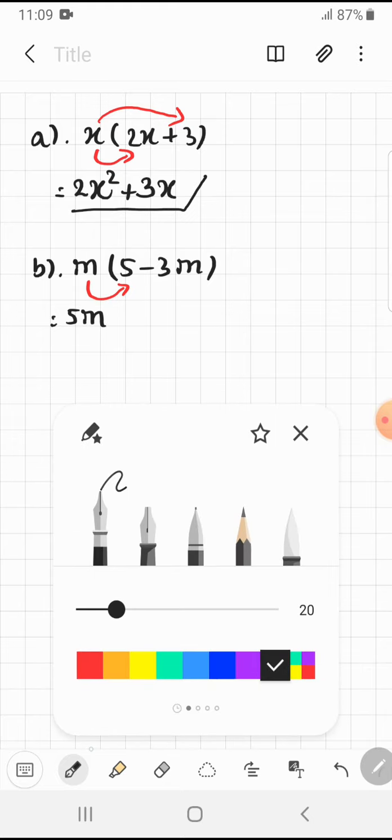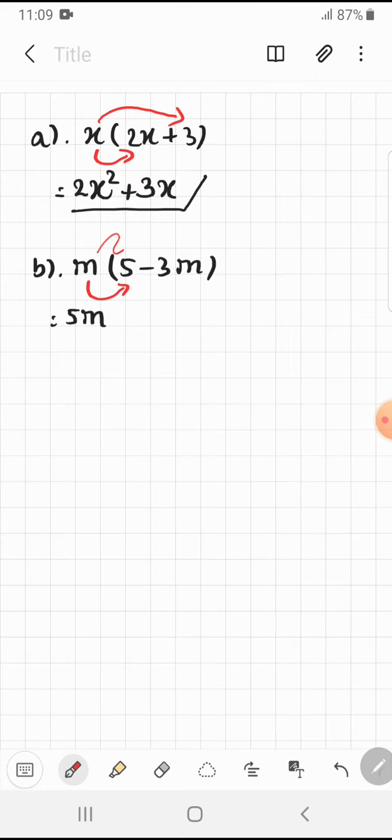And then we move to the second term inside the bracket. We time m with the negative 3m. So first we check the sign. The m is plus, so positive times by negative 3 is become negative. And then 1 in front of letter m times by 3 is 3, and then m times m is m squared. For 5m and negative 3m squared, these two are different exponents, so we cannot simplify these two. So this will be the final answer.